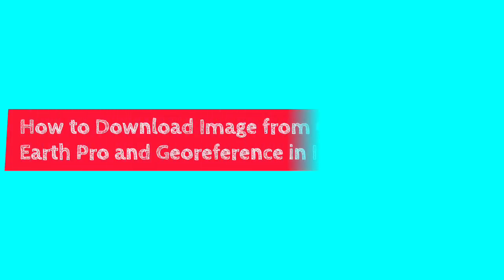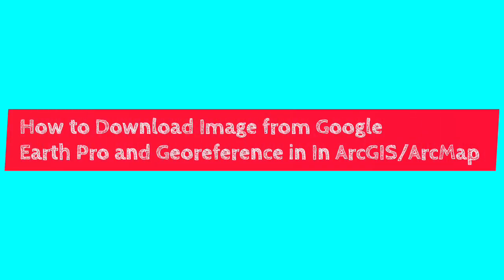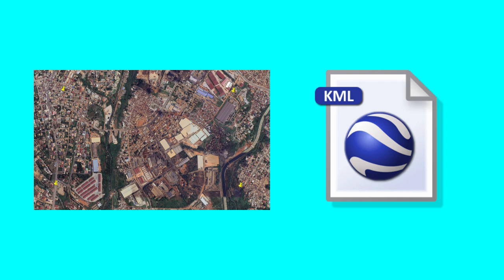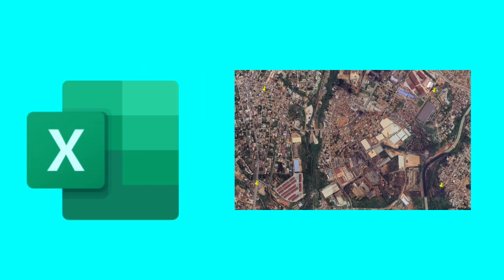So in my previous video, I spoke about how to download image from Google Earth Pro and georeference it in ArcGIS, but that was a KML approach. This video will focus on the Microsoft Excel approach. So the difference is that with the KML approach, in the last video, I downloaded imagery and a KML file, but in this video I am going to download an imagery and a Microsoft Excel file to do the georeferencing. So that is the difference. Without wasting much time, let's get started.